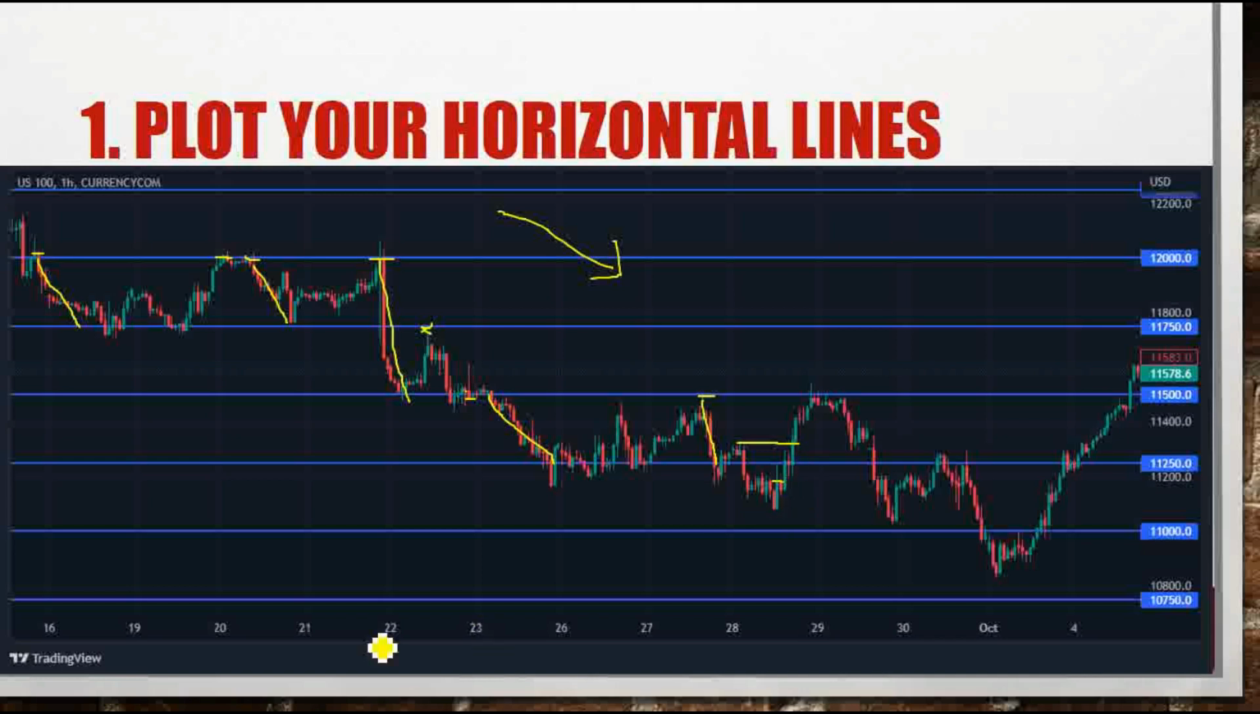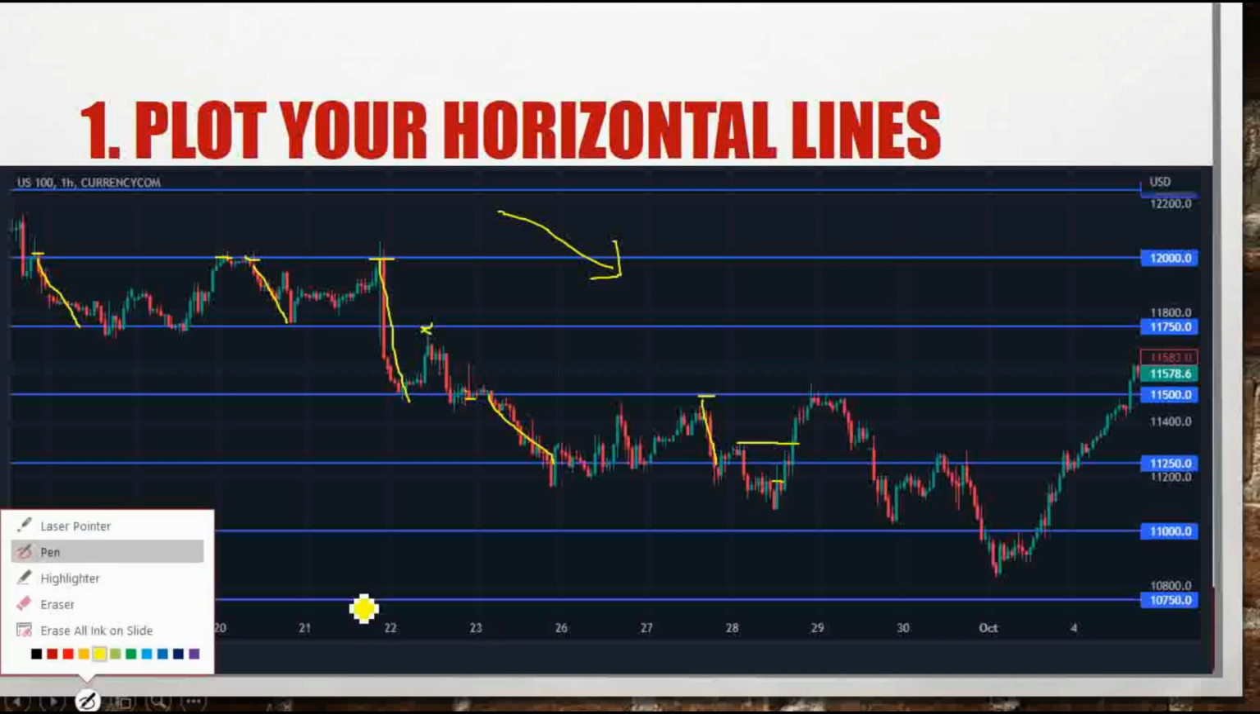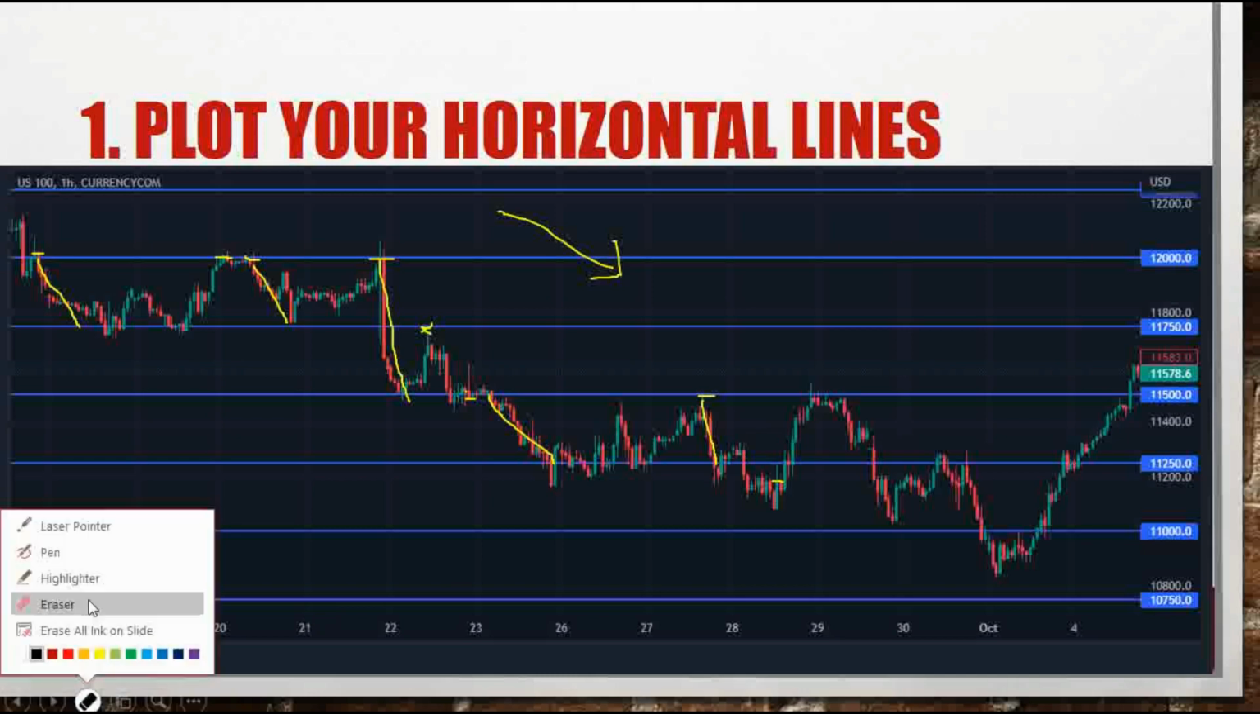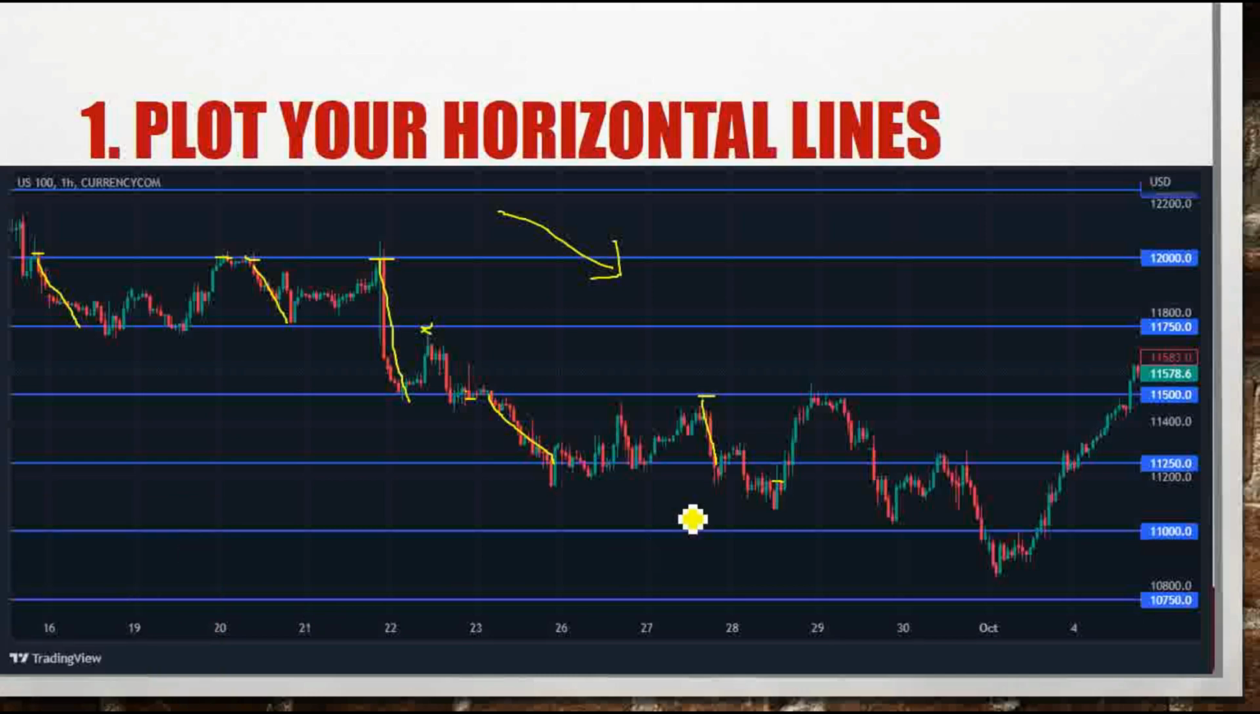As you can see, the market came back to the upside. Let me just erase this for ease. Let me just remove this. Okay, now that it's removed, we're going back to our pen.